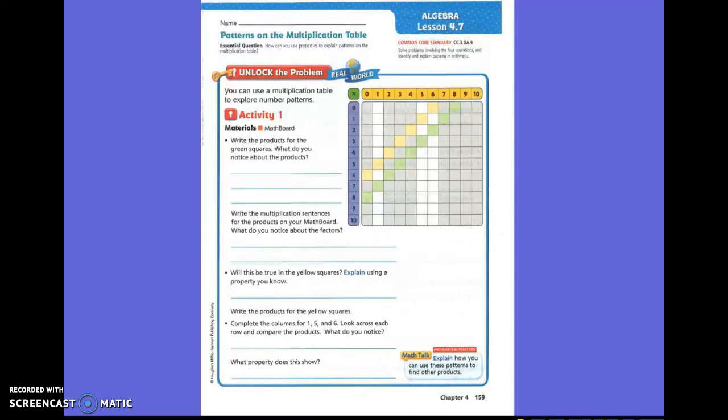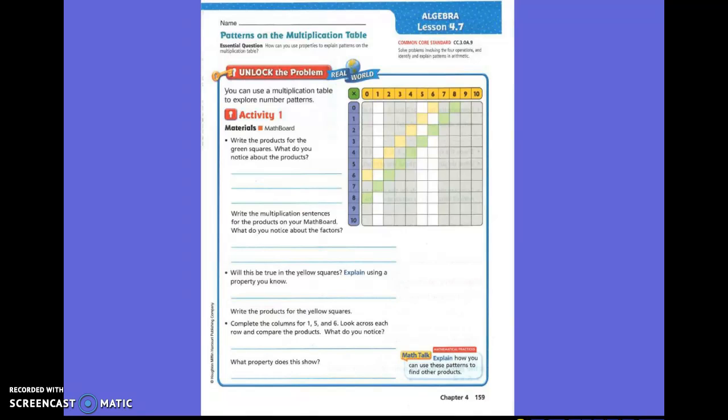Okay, boys and girls, today we are identifying and explaining patterns on a multiplication table. You can use a multiplication table to explore number patterns. So this is a multiplication table, and the first thing they want you to do is write the products for the green squares. What do you notice about the products? So we are going to write the products for the green squares.